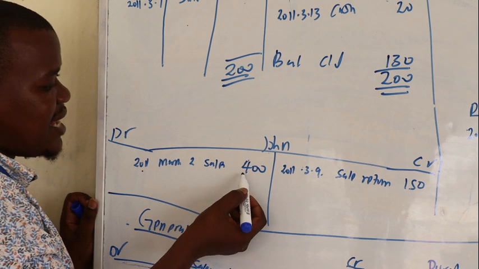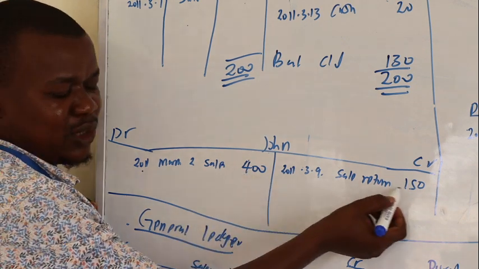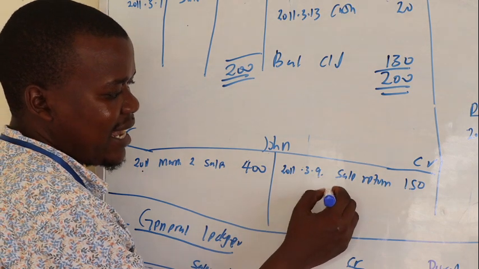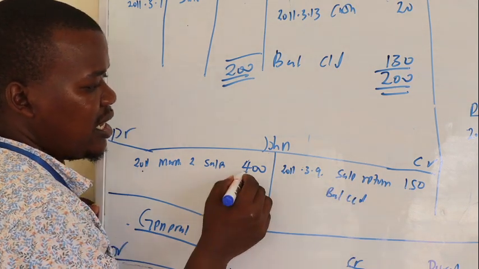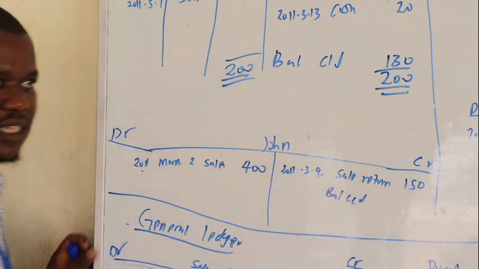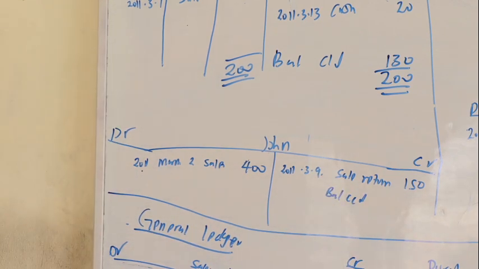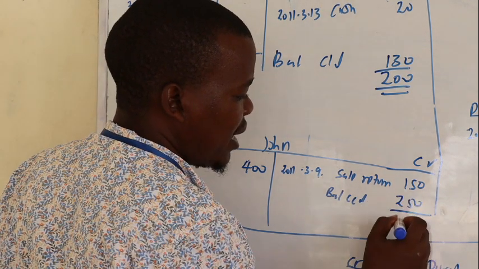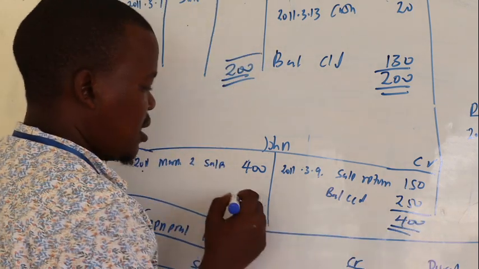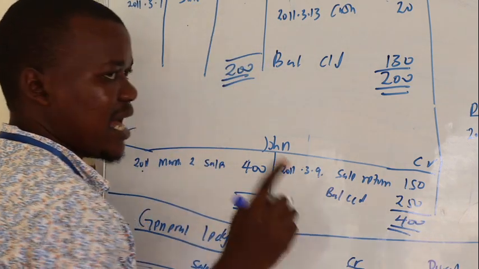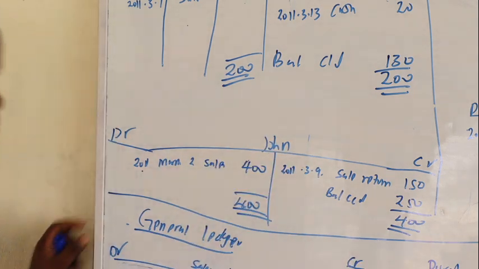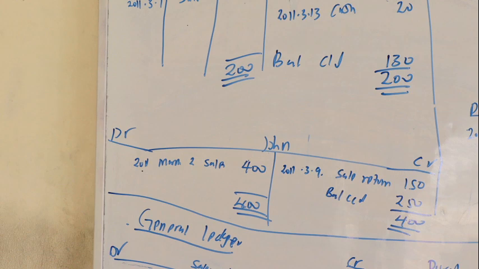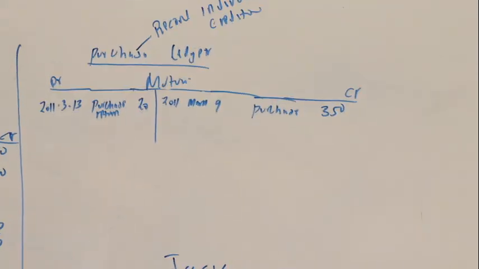Let's also balance the account of John. John tulimuzia 400, he returned 150. So balance yake, balance carried down ni 400 minus 150, which should be 250. So that the account should balance at 400. Remember, the debit and the credit must balance. That is John.